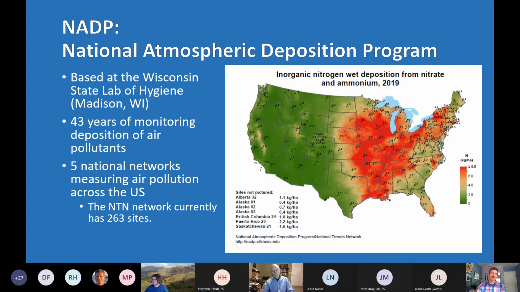This comes from the National Atmospheric Deposition Program, which is based out of the Wisconsin State Lab of Hygiene in Madison, Wisconsin. NADP has been monitoring deposition of air pollutants for over 43 years and has 5 national networks measuring air pollution across the U.S. The largest of which is the National Trends Network, which measures wet deposition and has 263 active sites, which you can see in this map here, showing the site locations as well as the comparison and concentrations of wet deposition of nitrogen.